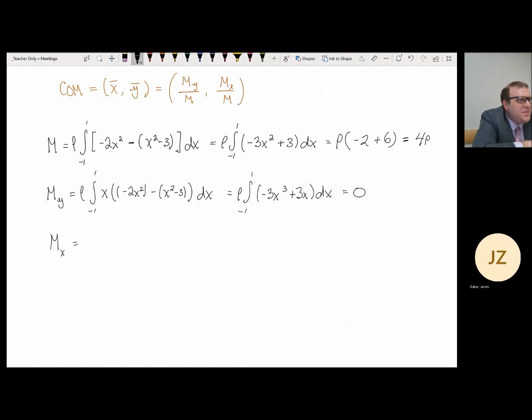Here's the fun one. The x moment is rho times the integral from -1 to 1 of the larger function squared minus the smaller function squared. Oh, it's actually rho over 2. I always forget the half.